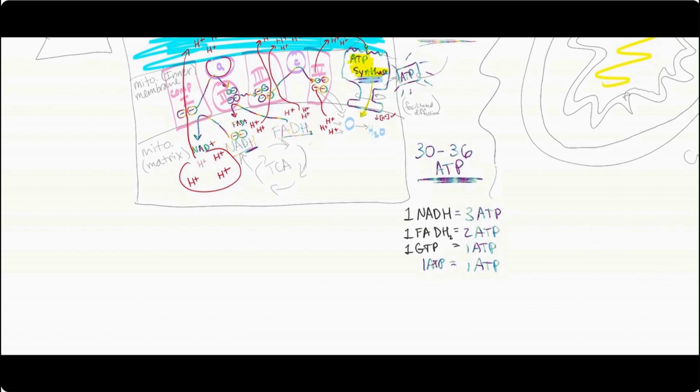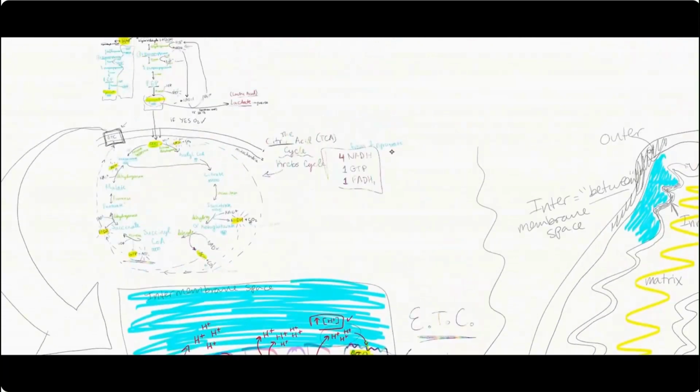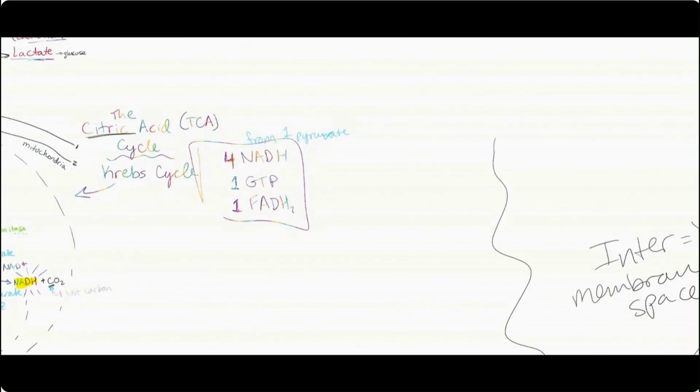So if we want to scroll up and count everything up to make sure it all makes sense, over here from 1 pyruvate, we got 4 NADH, 1 GTP, and 1 FADH. So for 1 glucose molecule, you end up with 2 pyruvate. So from the perspective of a single glucose molecule, we would actually have 8 NADH, 2 GTP, and 2 FADH. And so we would essentially have 8 times 3 ATP from the electron transport chain, which would be 24 molecules of ATP. For GTP, 2 times 1 is 2.